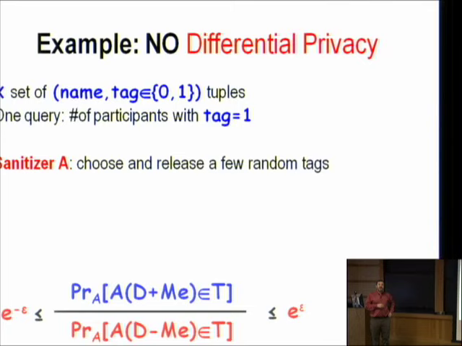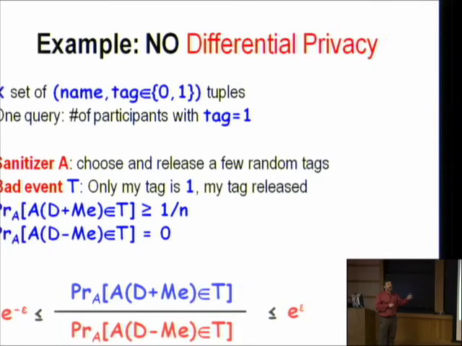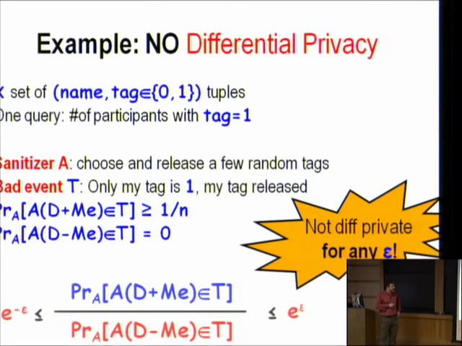You could say it's not so bad. What is the chance that I will be released? But you release a pair, a name and a tag. So the bad event is that I've been sampled. This has zero chance if I'm not in the database. If I'm not in the database, I will not be sampled. But if I am in the database, there is some probability that I will be released. And therefore, this is not differentially private for any epsilon.